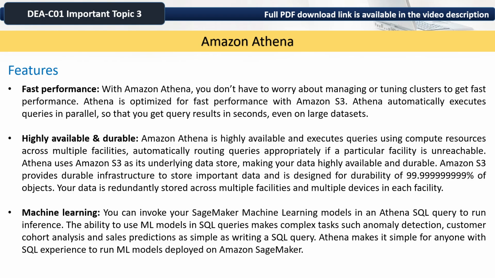Fast performance. With Amazon Athena, you don't have to worry about managing or tuning clusters to get fast performance. It is optimized for fast performance with Amazon S3. It automatically executes queries in parallel so that you get query results in seconds even on large datasets.